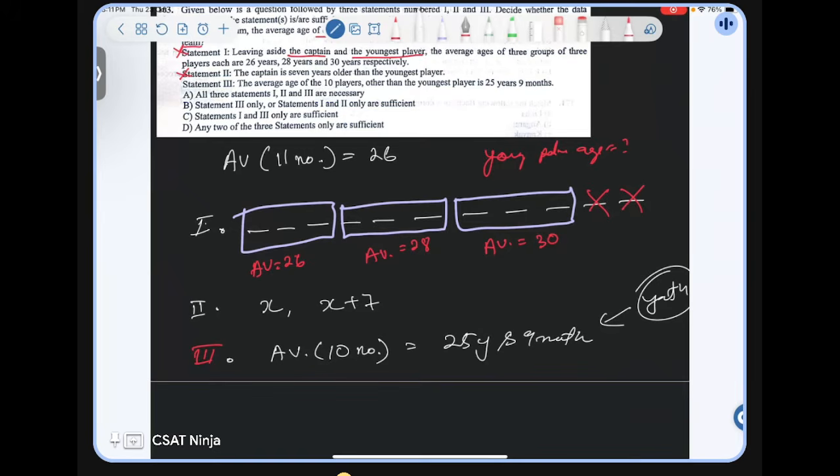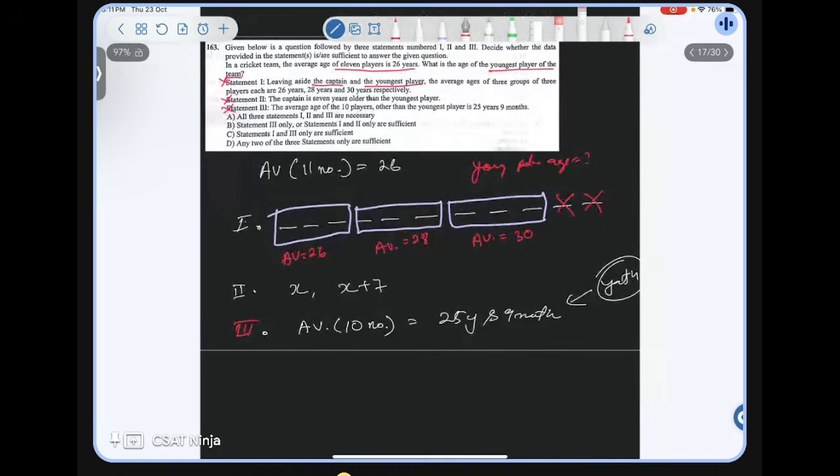Can we try to understand this? First, we know statement number 3, this one, is also not sufficient to answer, because what we don't know is the youngest player. And we know the average of 10, which means we'll be able to find the sum of the ages of 10 players. We can get that directly. But we cannot get the other value here.